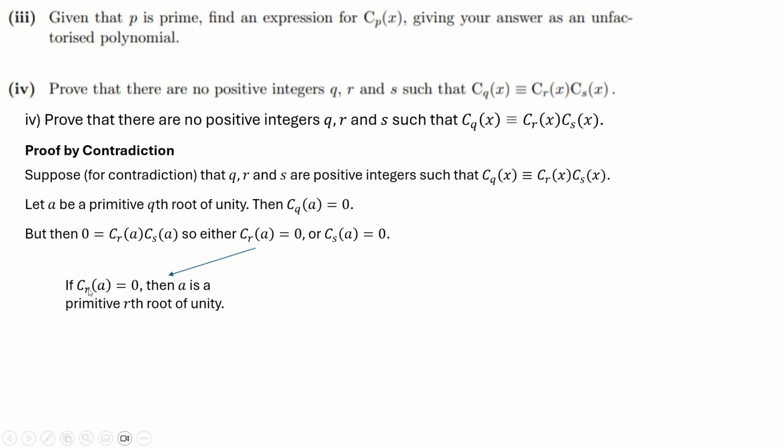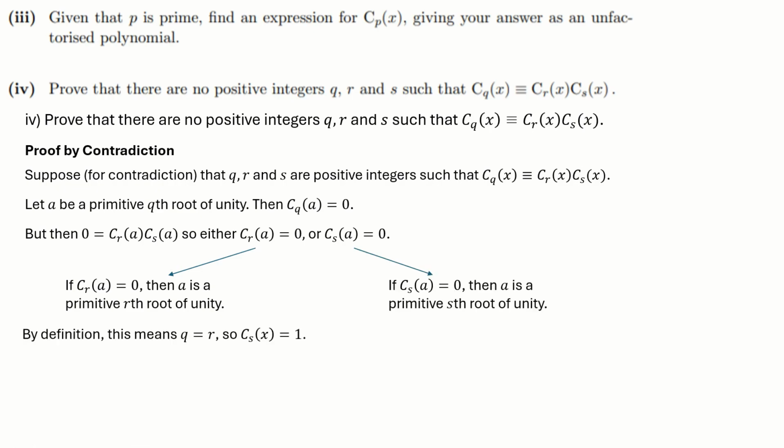But if A is a primitive rth root of unity, and it's a primitive qth root of unity, then that means that Q and R must be equal, because otherwise that just can't be the case, right? So Q and R must be equal. But if Q and R are both equal, then going back to this line, Q equals R means that C_S of x equals 1.